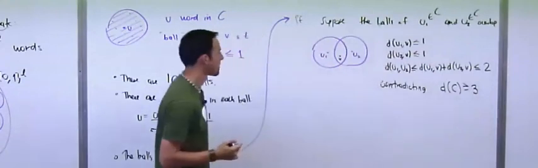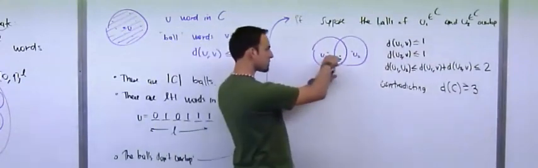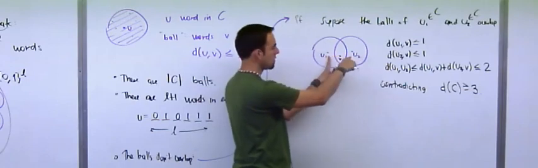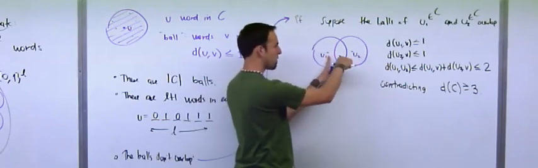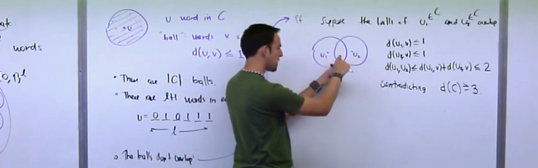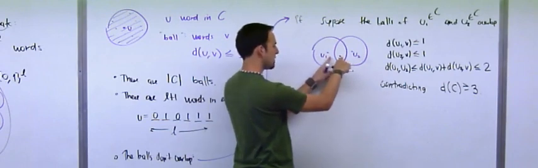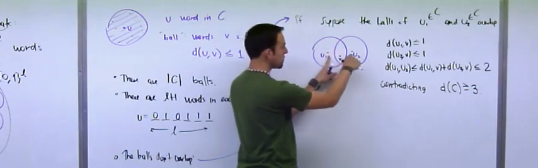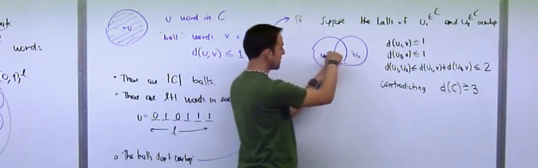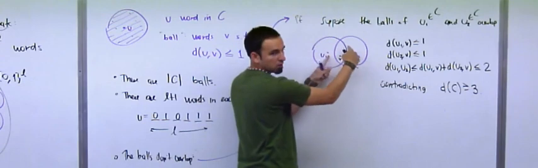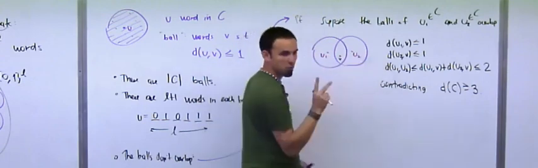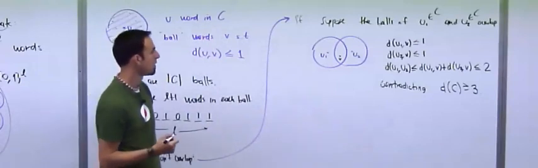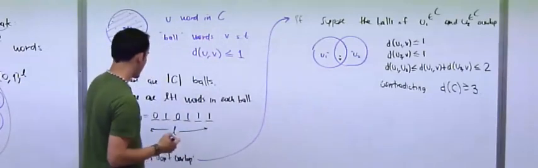Okay. Another way of saying this is, if you can get from V to U1 flipping one bit, and you can get from V to U2 by flipping one bit, then you get from U1 to U2 by flipping 2 bits, which is impossible. So the balls don't overlap.